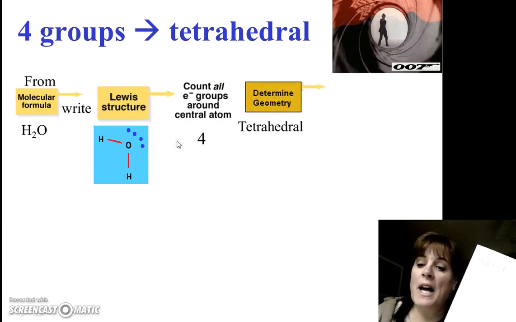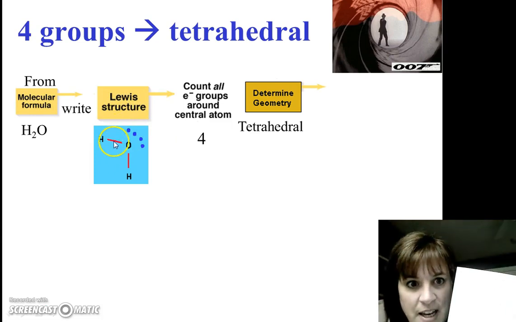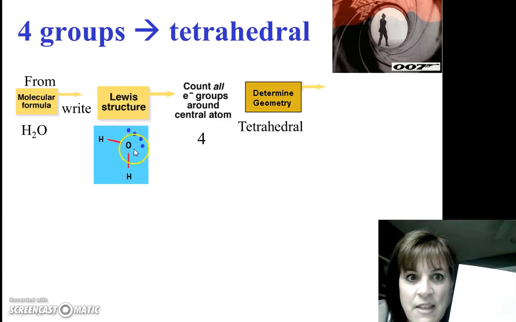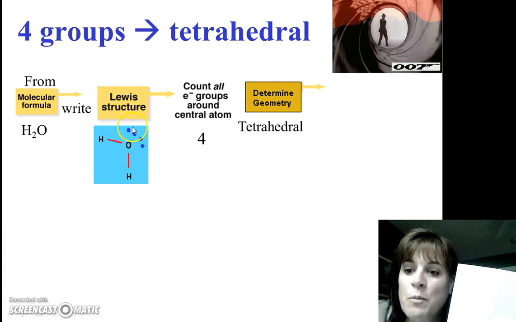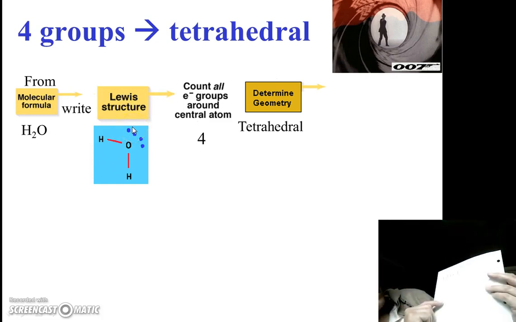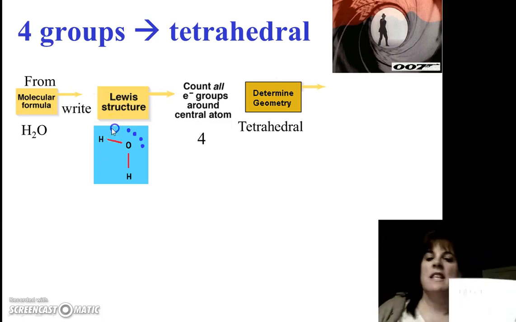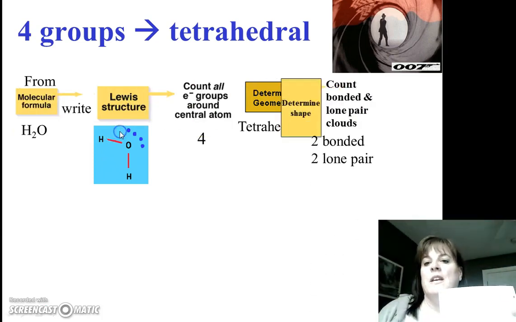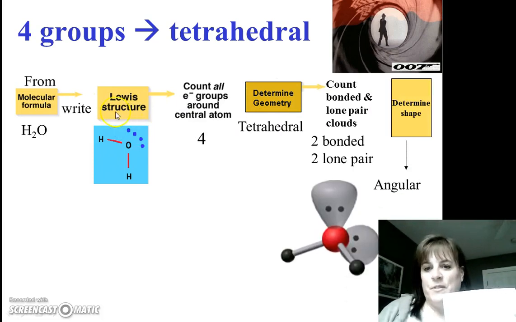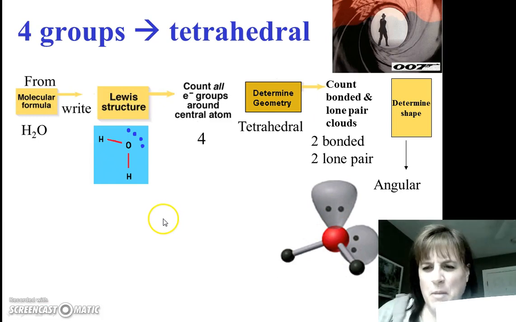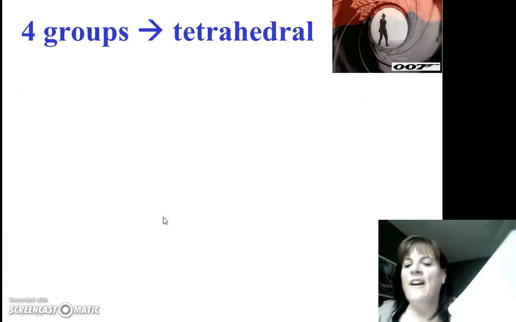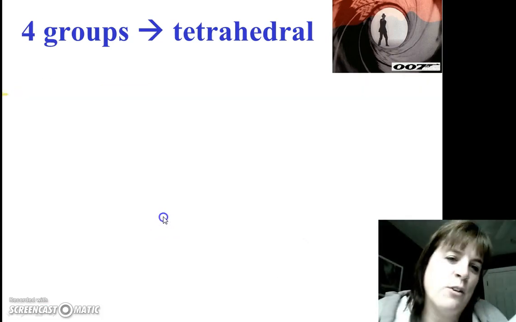But now I count bonded versus non-bonded. Well, it looks like I have 2 that are in bonds, and then 2 of these groups that are lone pairs. So when I go to my table, I see 2 and 2. So 2 bonded, 2 non-bonded, and I see that that shape is angular. So it looks kind of like that. Almost kind of looks like a Pokemon. All right, one more. Okay, so I went a little out of order.